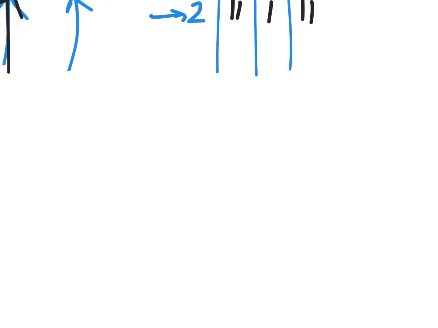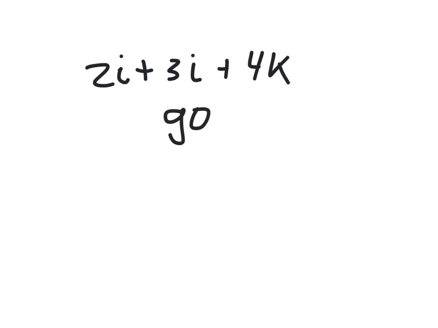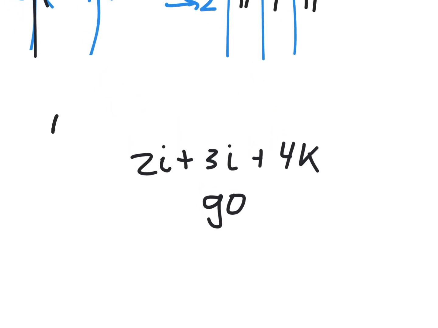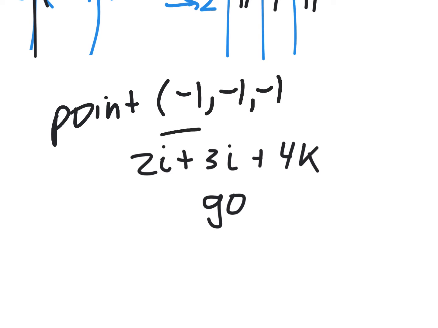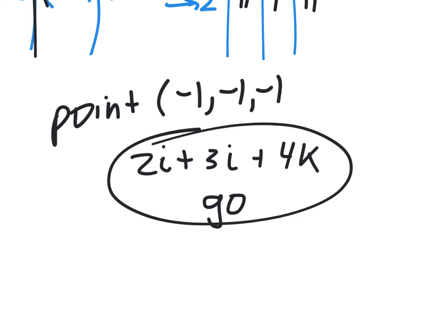Okay, so here's a simple question for you. If I start at 2, 3, 4, and I go, actually, I just wrote a vector, and I apologize for that. I start at point, let's make the point -1, -1, -1, and I go in this vector direction. Write an equation for that. It's got a point. It's got a vector. You should write an equation.